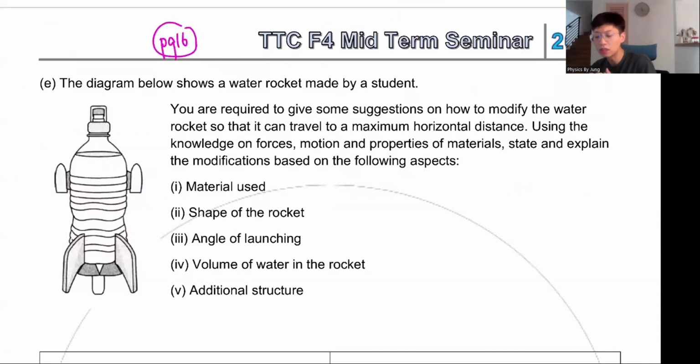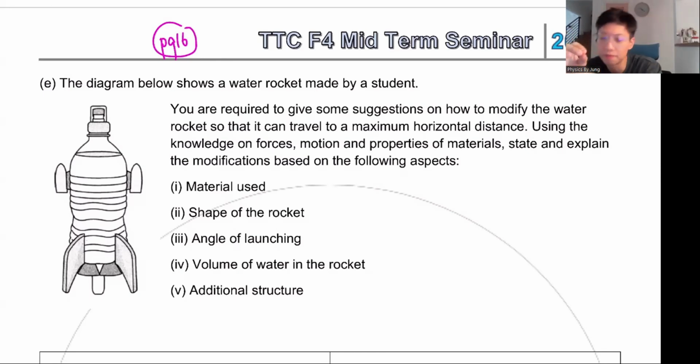This is a water rocket made by a student. You are required to give some suggestions on how to modify the water rocket so that it can travel a maximum horizontal distance. Using the knowledge on forces, motion, and properties of materials, state and explain the modification based on the following aspects.